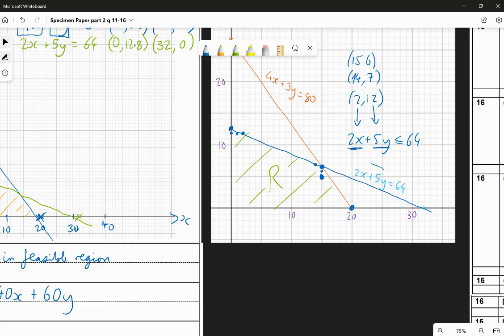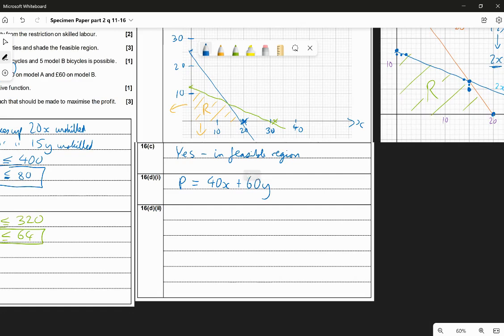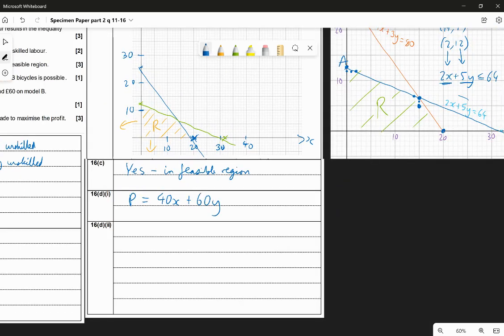So those are the points that I'm going to try. So I'm going to write those down as points that I'm going to try. So I want to find the integer coordinates near A, B, and C. Near A, that vertex, B, that vertex, and C, that vertex. Okay? So I want to find the value of the objective function P for each of these. So I've chosen (2, 12), (14, 7) as another coordinate, (15, 6) as another coordinate, and (20, 0) as my final coordinate. And I want to find the value of P, the profit, for each of those.